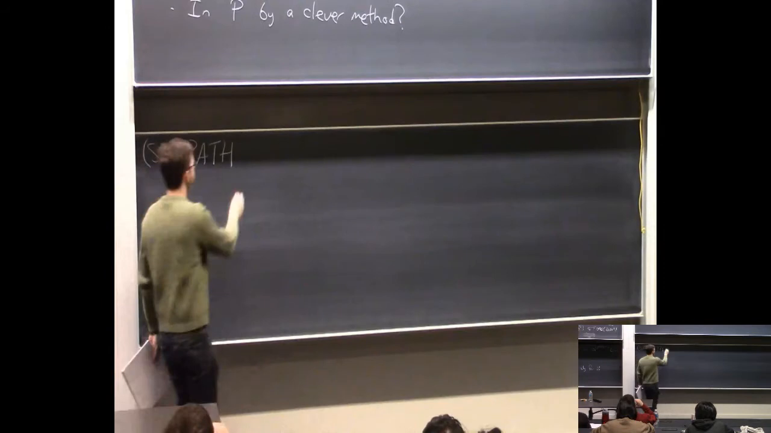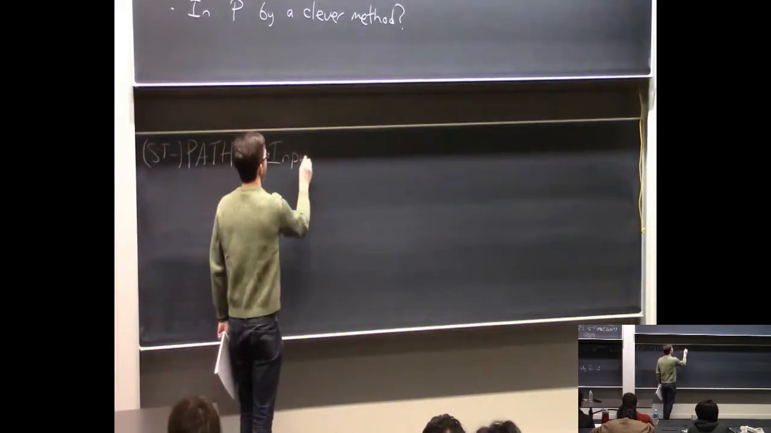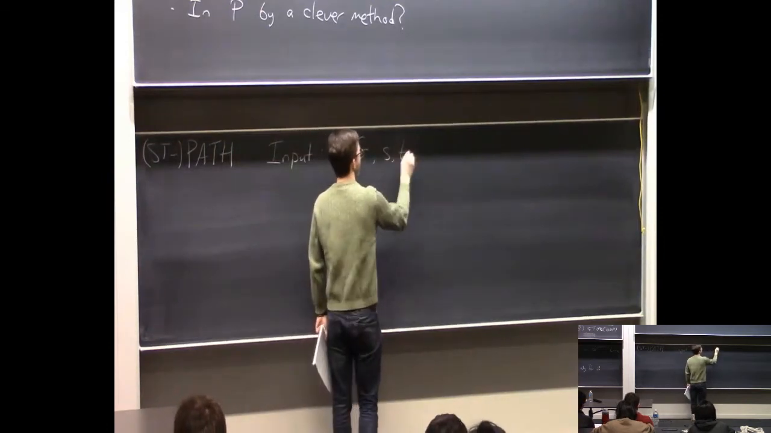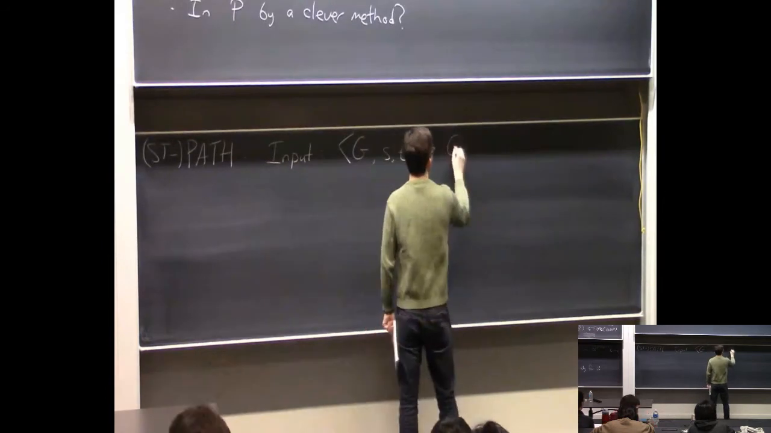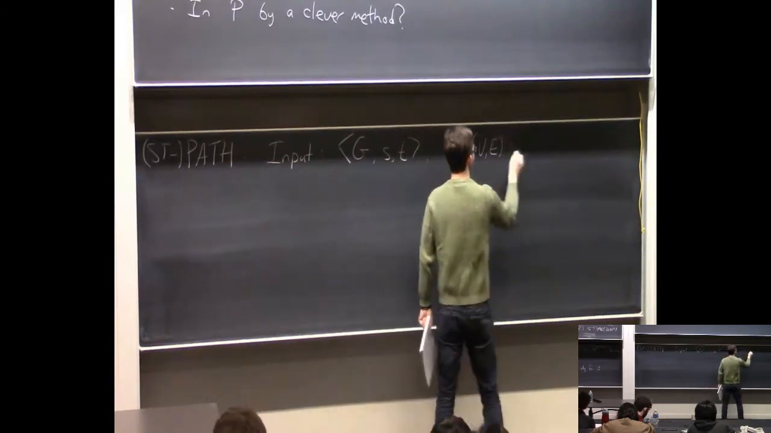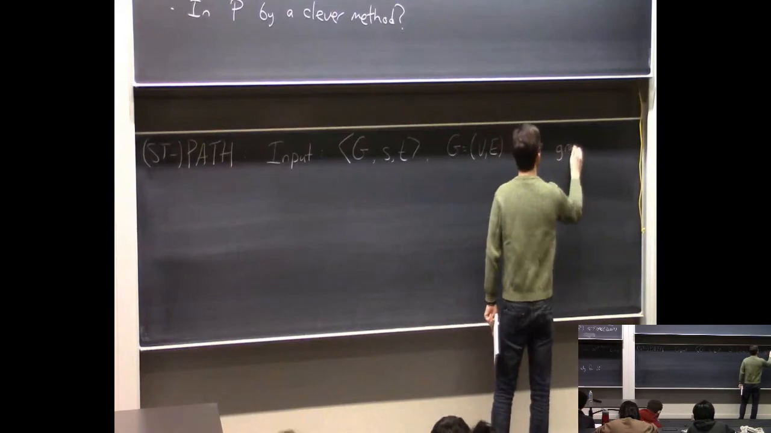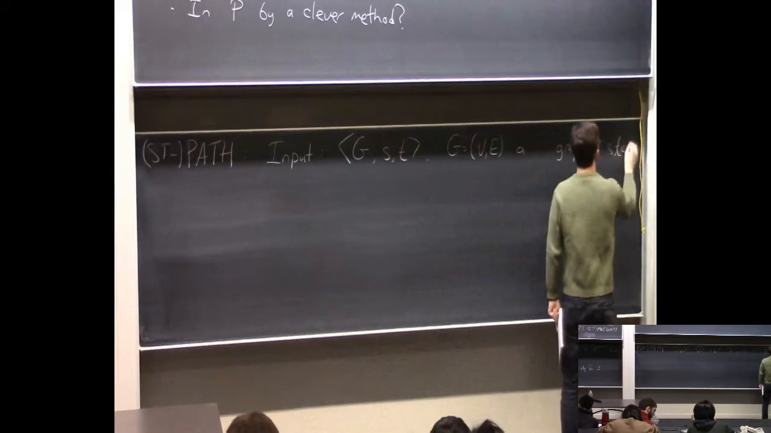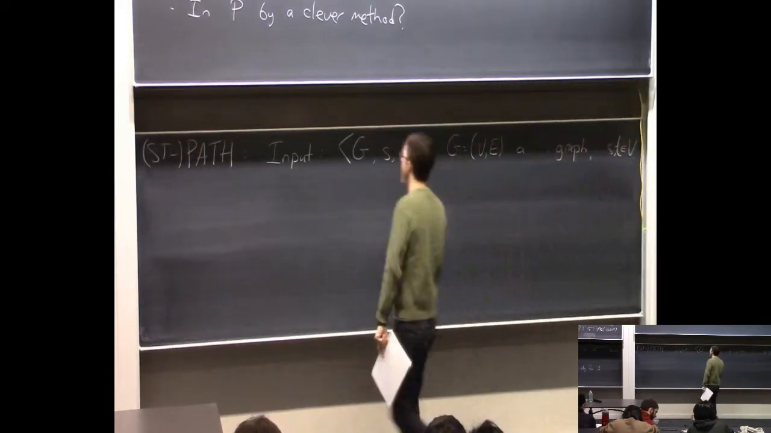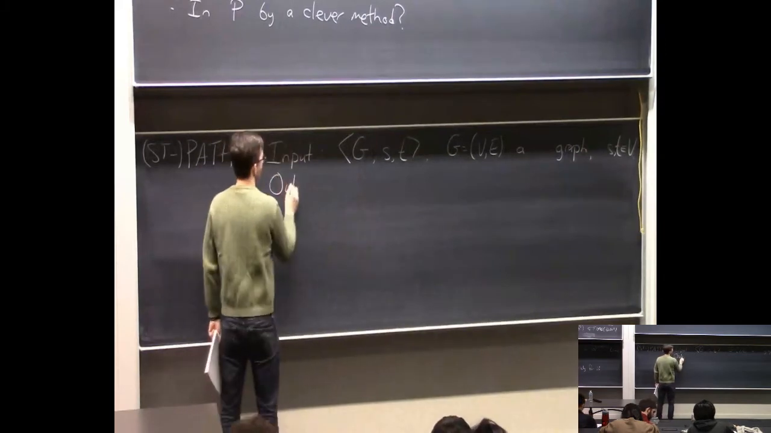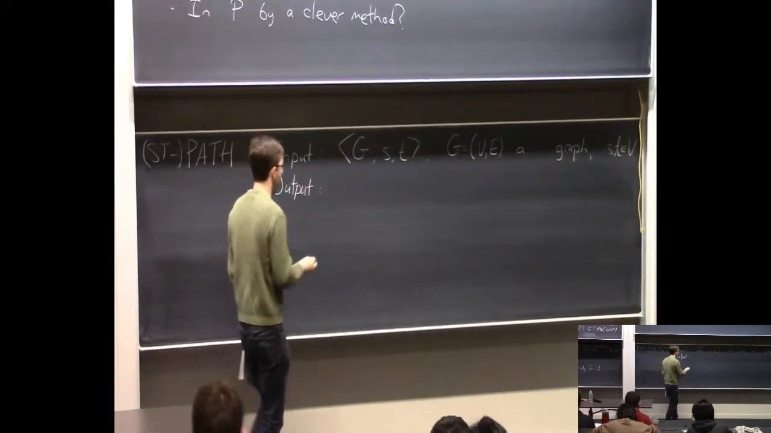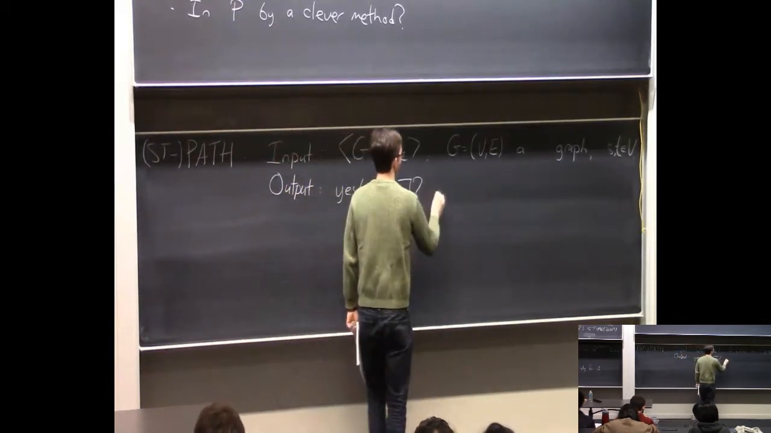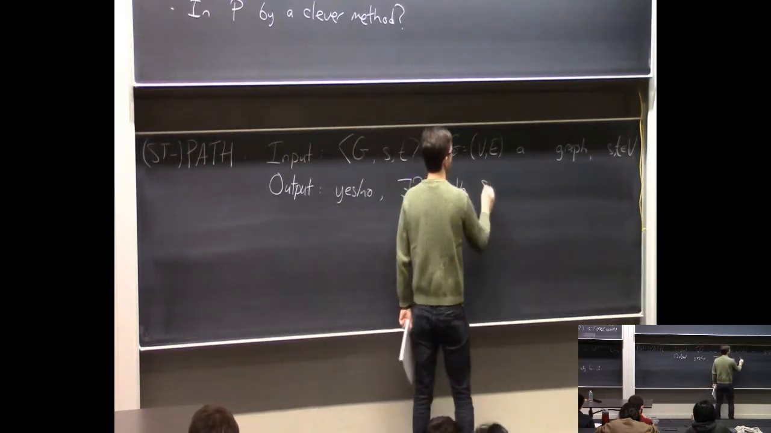And here's the problem. The input is 3 things. It's the encoding of a graph G, S and T, where G is a graph, and S and T are vertices. And the output is yes or no. It's a decision problem. As usual, I mostly focus on yes/no problems, decision problems. Is there a path from S to T in G?